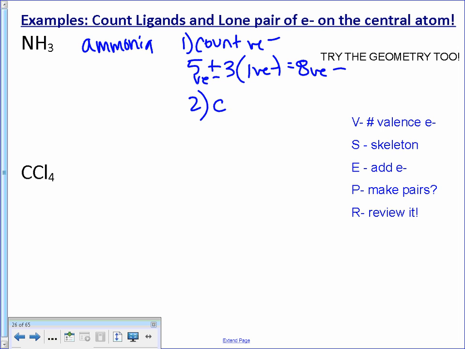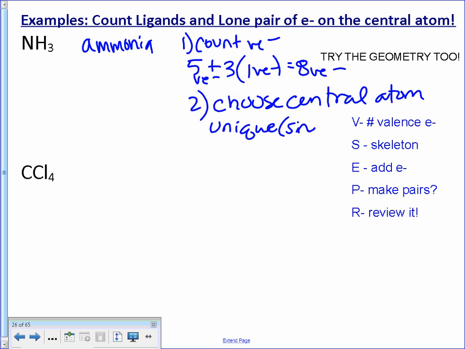Second step, choose central atom. So basically, this is the cool person that all the other atoms kind of talk to. So they just kind of surround that one. The way you choose the central atom is usually it's the unique one, the singleton. Maybe everybody's trying to get with that single nitrogen. So there's nitrogen. It's the single one. It's the one in the middle.